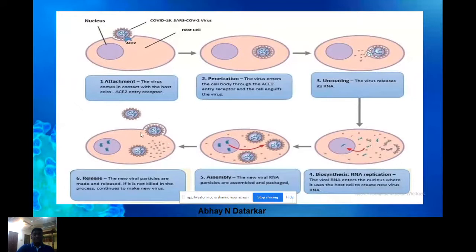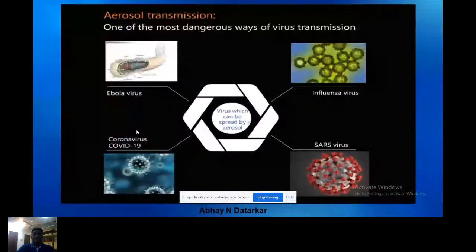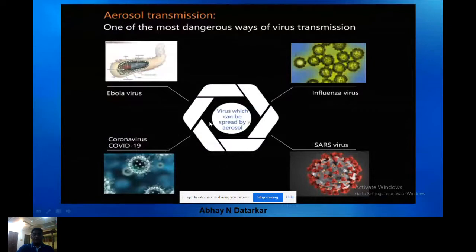Okay, and that is how that particular virus will be liberated, released again into the oral cavity, and that is the reason the oral cavity is full of these viruses when you are infected with this particular virus. Okay, as I mentioned, there are different ways. The aerosol is one of the most dangerous ways of transmission of the virus in the dental operatory, and the coronavirus is also not an exception to that.